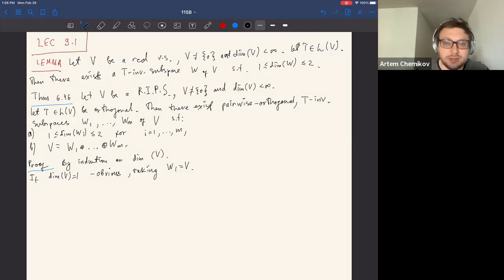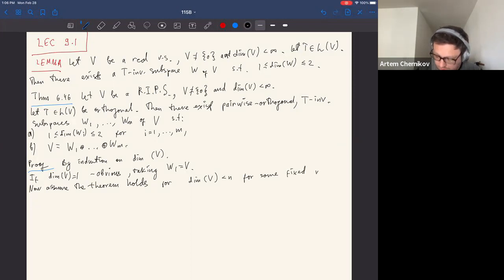So now we should prove the inductive step. So next, assume that the theorem holds whenever the dimension of V is smaller than n, for some fixed integer n greater than 1, because we already proved it for 1. So now assume n is 2, 3, etc. Fix one of those, and assume that the theorem holds for all real inner product spaces of smaller dimensions. All right. So suppose that the dimension of V is equal to n.